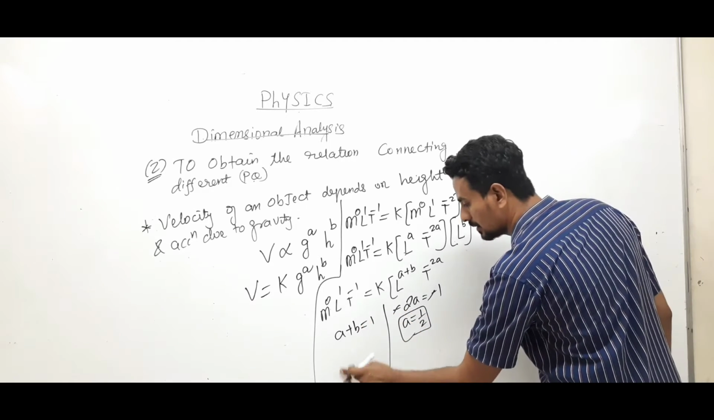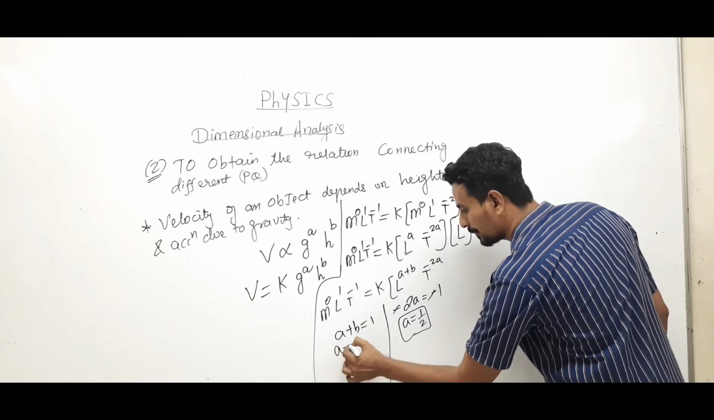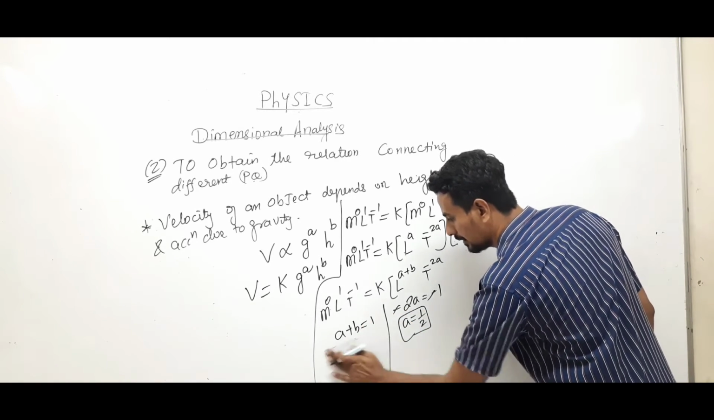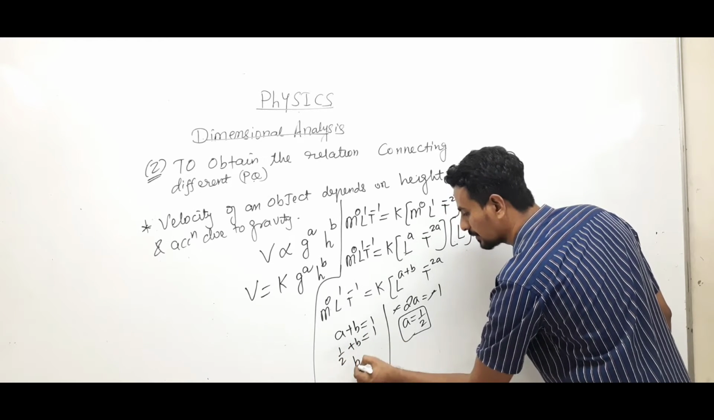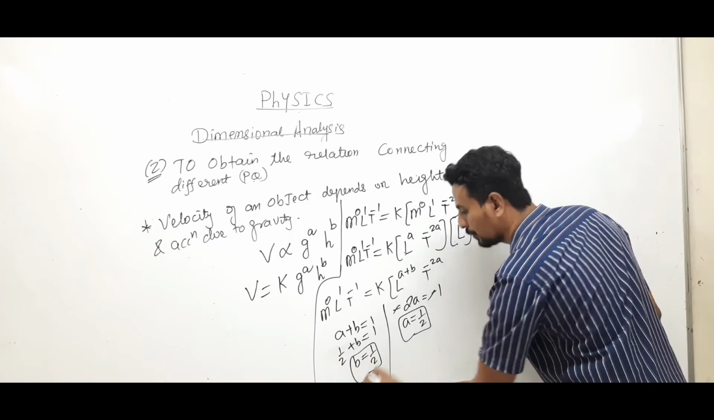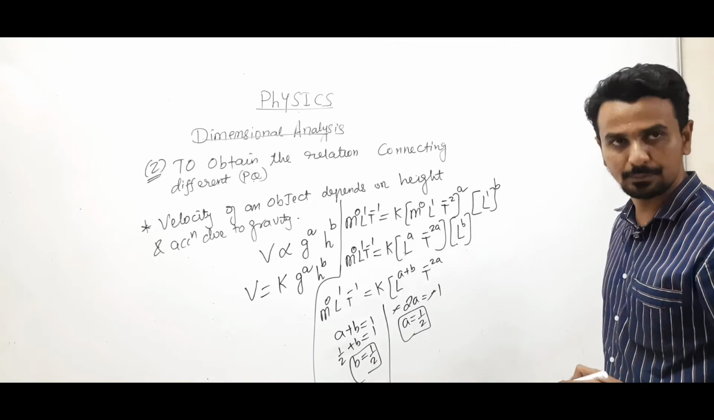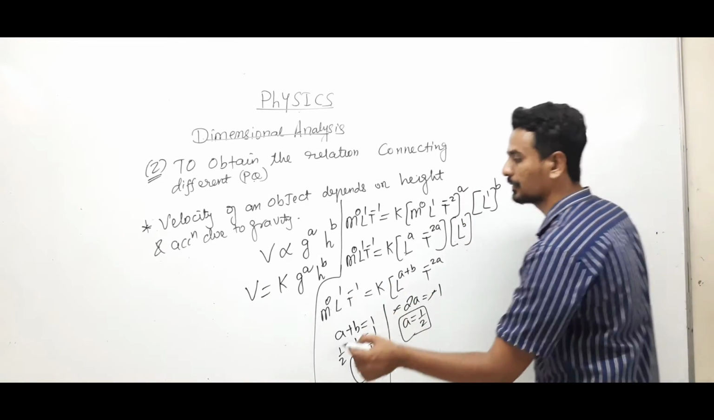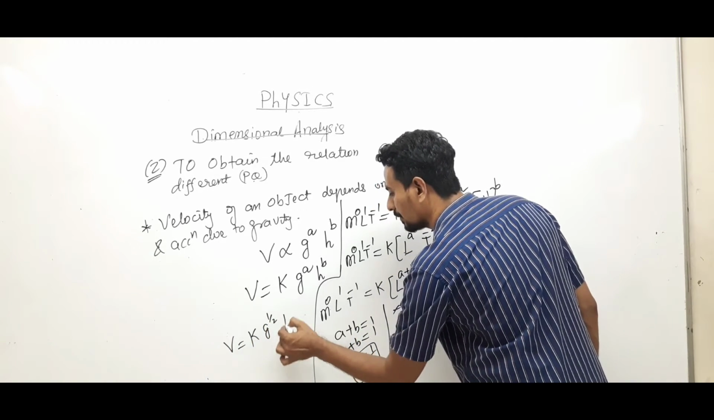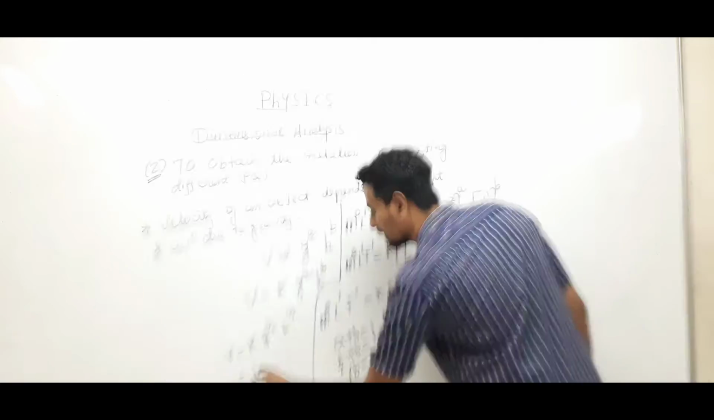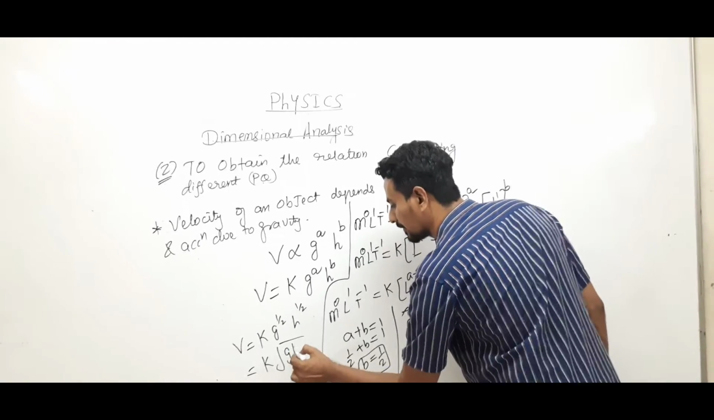Substitute here. 1 by 2 plus b equals 1. So b equals 1 by 2. So both a and b come out to be 1 by 2, 1 by 2. Substitute these values over here. So v is equal to k, g raised to 1 by 2, h raised to 1 by 2. So this is k root gh.